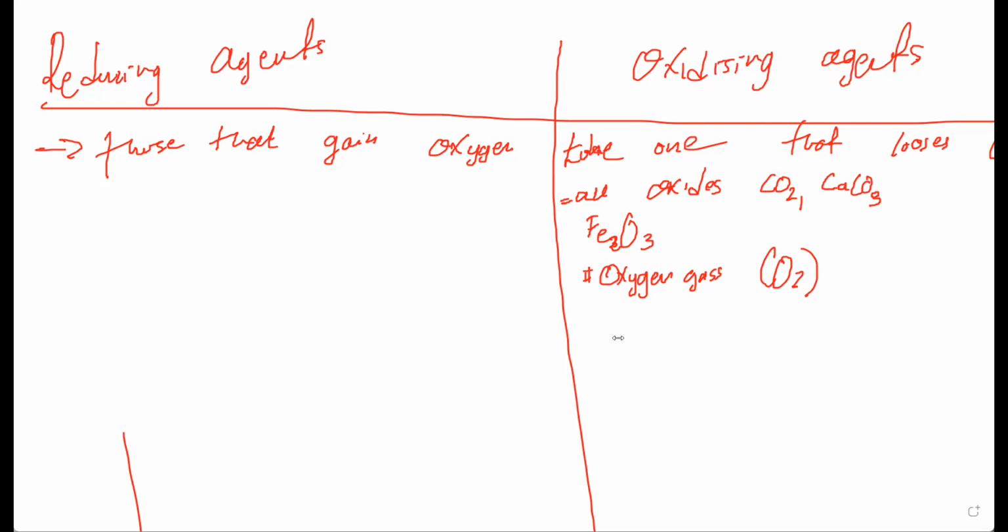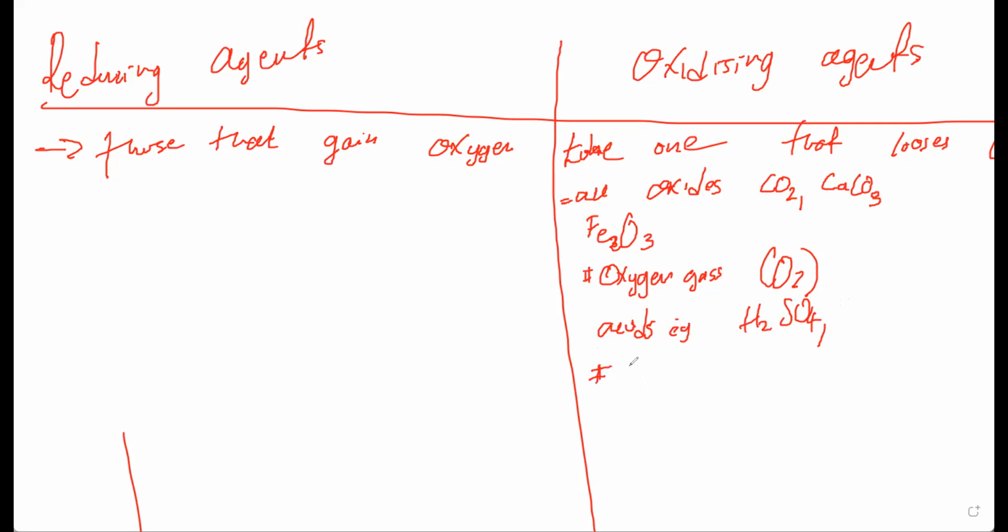Other oxidizing agents that you know. We have acids, okay? Acids, e.g., sulfuric acid, phosphoric acid. This, and then we have others. Which others do you know?